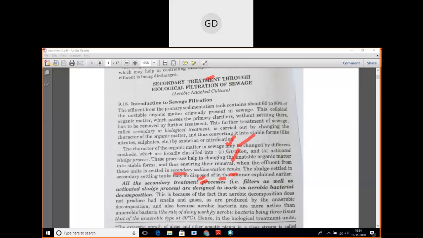Also, you see the rate of doing work by aerobic bacteria is 3 times that of the anaerobic type. So at 30 degrees Celsius, you can just assume how much of the aerobic bacteria is active. It is like 3 times that of your anaerobic bacteria, at 30 degrees Celsius.